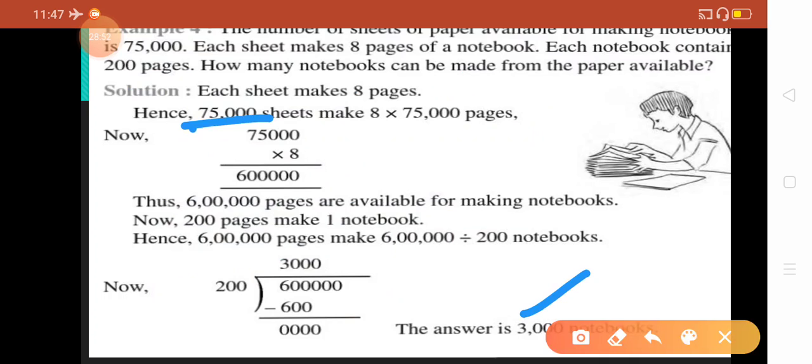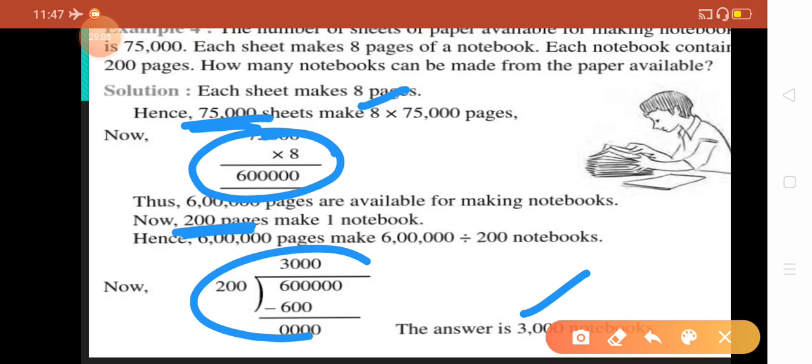You are given 75,000 sheets. Out of one sheet we can make 8 pages. So total pages are 6 lakh. Out of 6 lakh pages, one notebook contains 200 pages. So total notebooks that we can make is 6 lakh divided by 200. So the answer is 3000 notebooks.